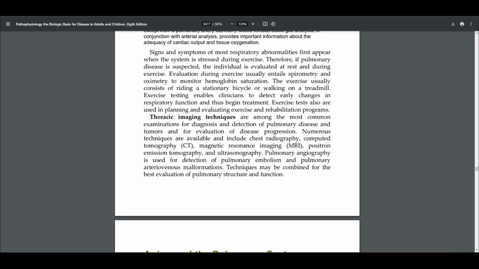Exercise testing enables clinicians to detect early changes in respiratory function and thus begin treatment. Exercise tests also are used in planning and evaluating exercise and rehabilitation programs.